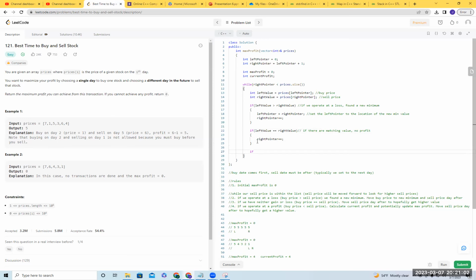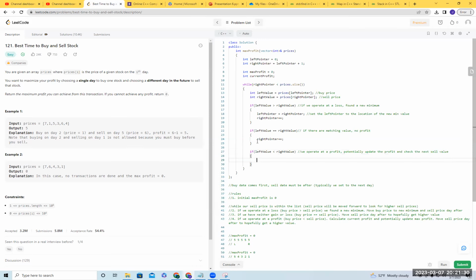And if we operate at a profit, so if our left value is less than our right value, we potentially update the profit, only if it beats our max profit, of course. And we want to check the next sell value, so we want to move our sell value one day in the future. So let's go ahead and do that.